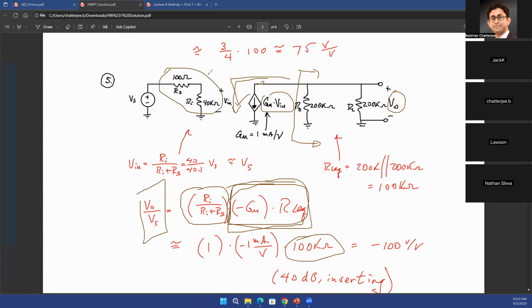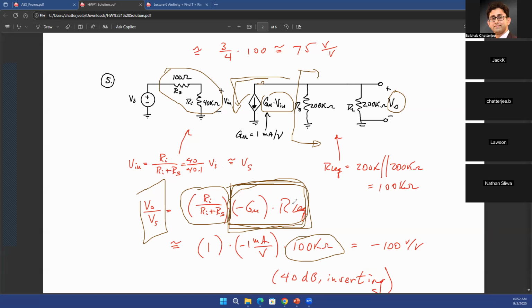But if you ignore that voltage division at the input, the gain is of the form minus Gm times R. When you discuss MOSFETs, you'll see that most of the MOSFET gain equations will be a multiplication of Gm and R out. So Gm, that is the transconductance, multiplied with the output resistance, will give you the gain in most of those MOSFET-related problems that we'll solve later in the class.